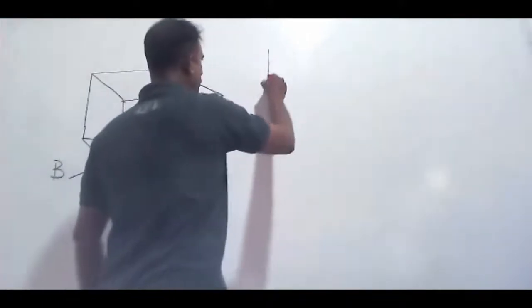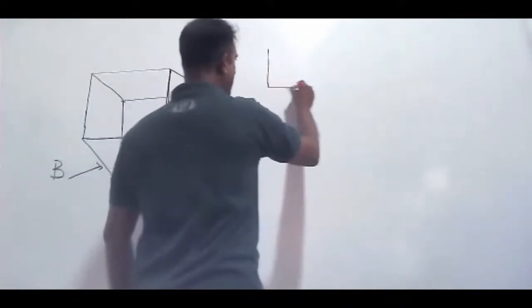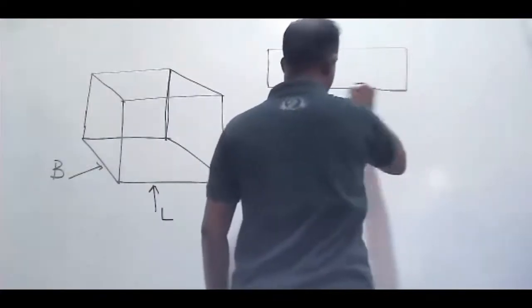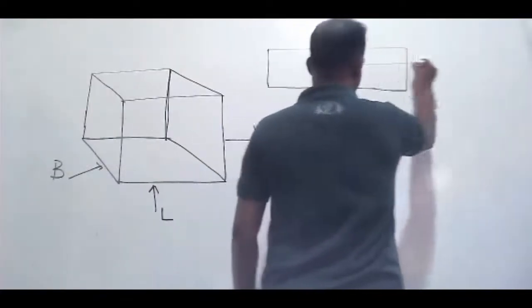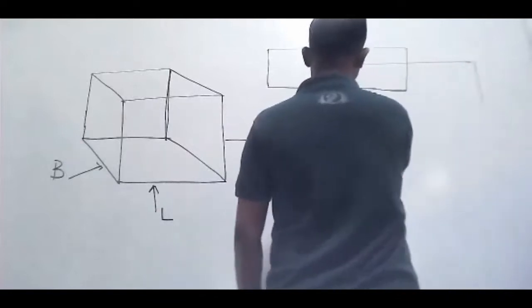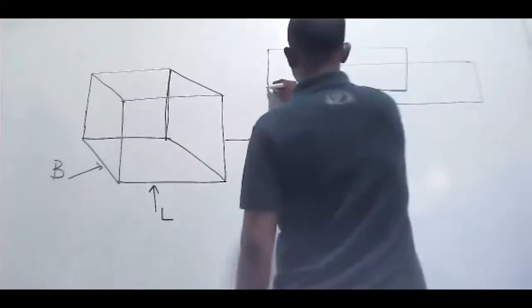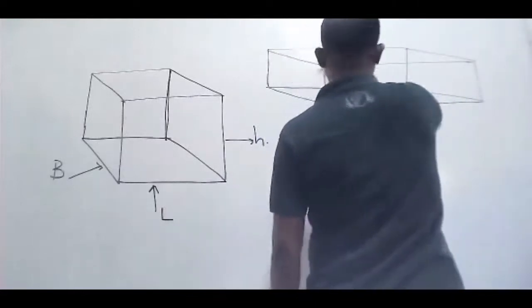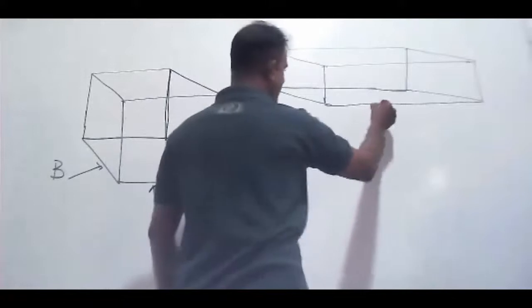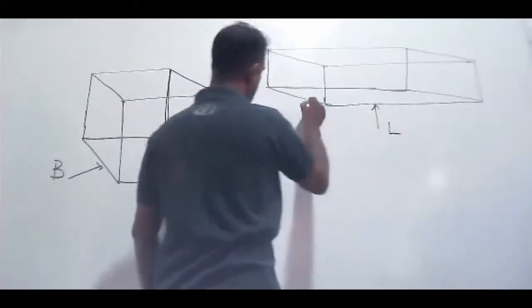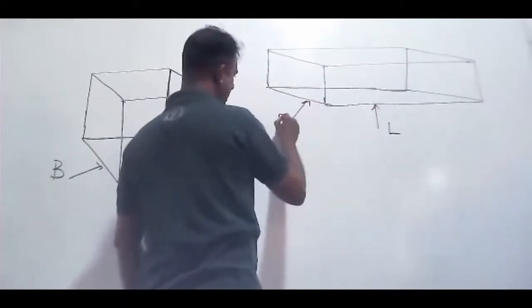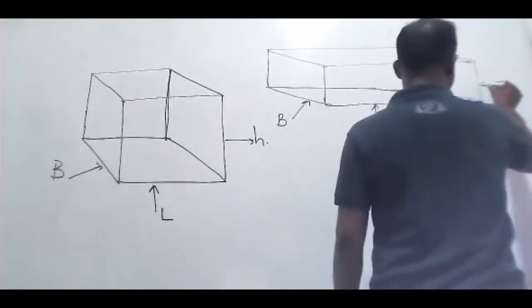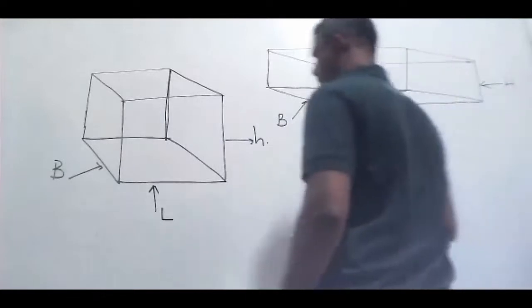Next, when we consider the cuboid, this is the length, this is the breadth or width, and this is the height.